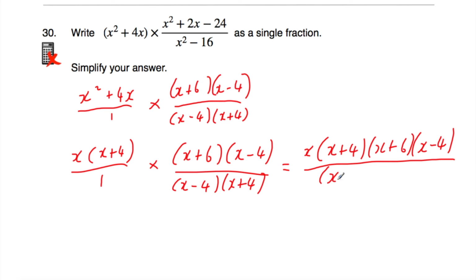So it's going to be x minus 4, brackets, x plus 4. So just multiply the numerators and multiply the denominators just by putting them all beside each other. We could have cancelled down to begin with, but I'm just going to cancel down now.